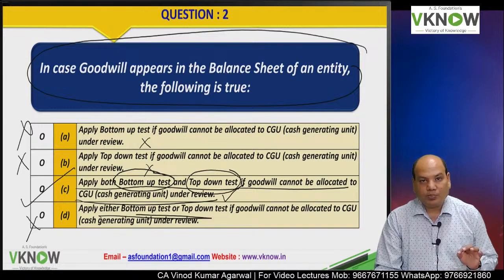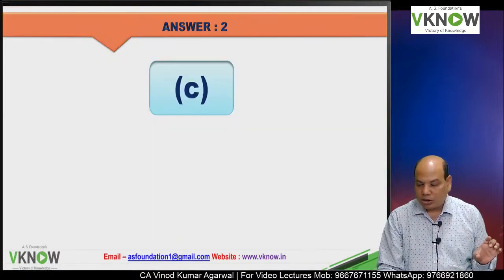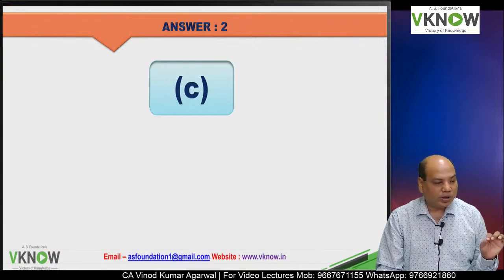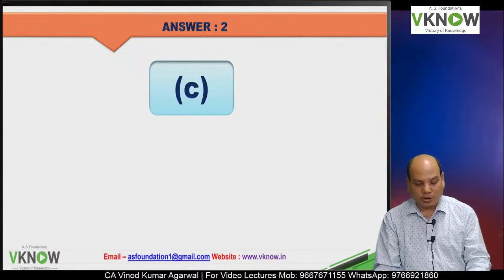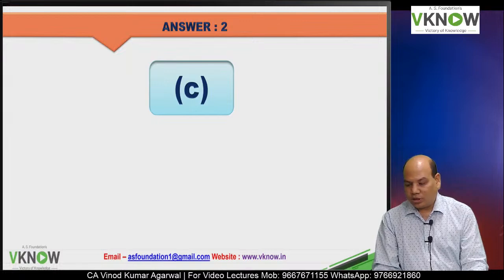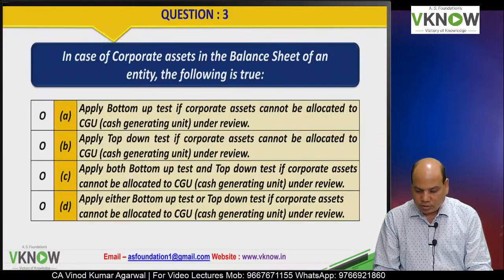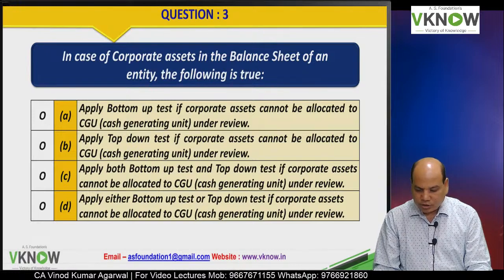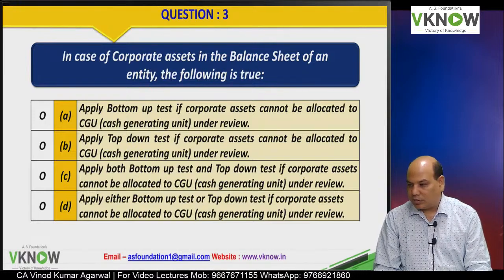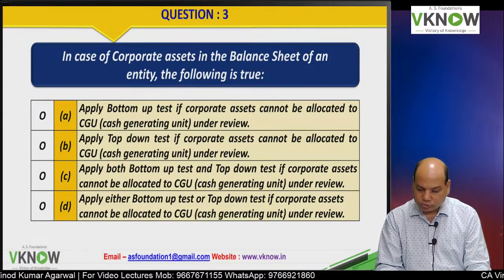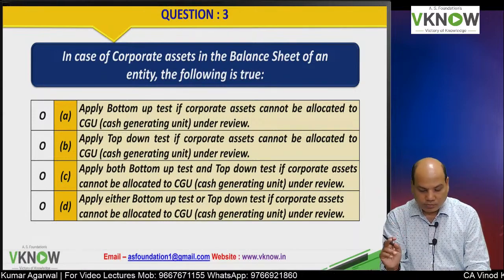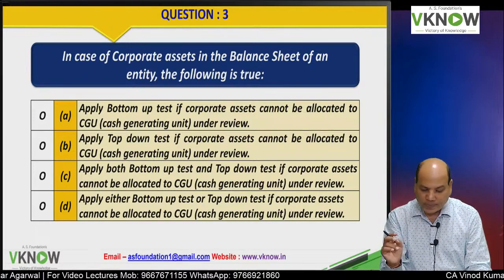You have to apply both the tests. First the bottom up test without allocating goodwill, and then the top down test by allocating goodwill to the larger CGU. Then the third question is, in case of a corporate asset in the balance sheet of an entity, the following is true. Corporate asset, same question which was for goodwill.